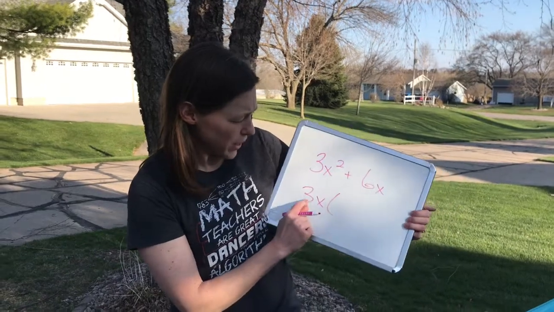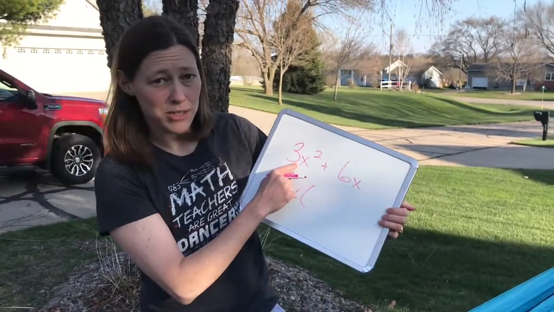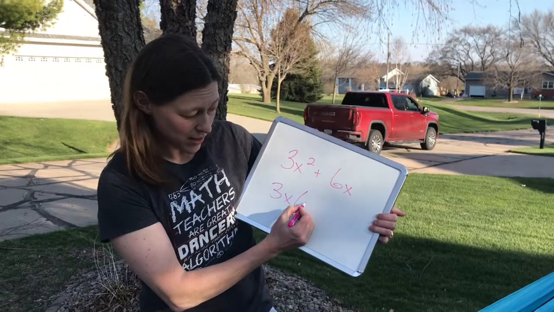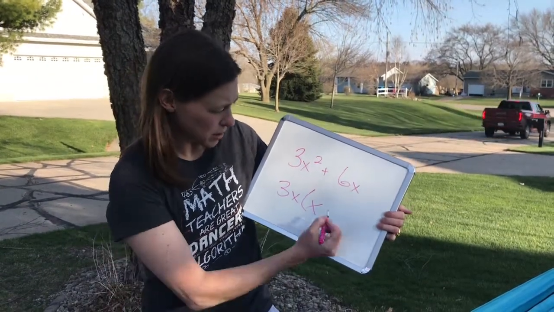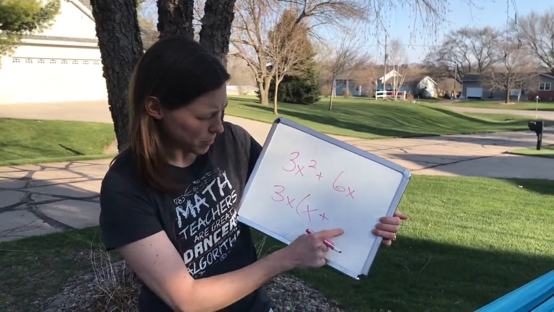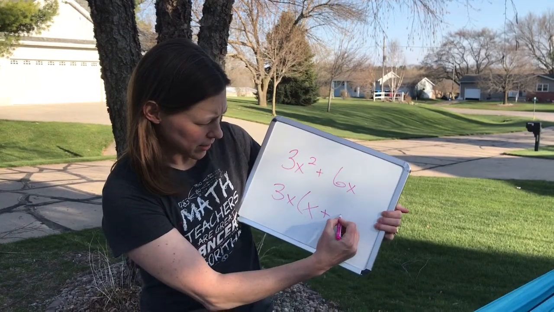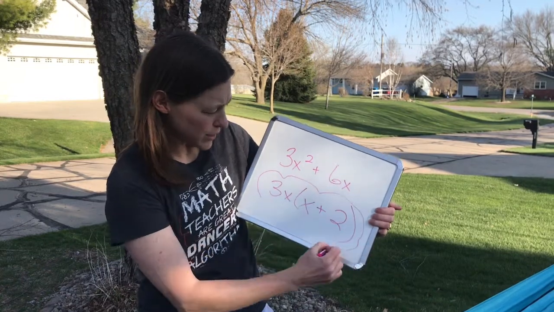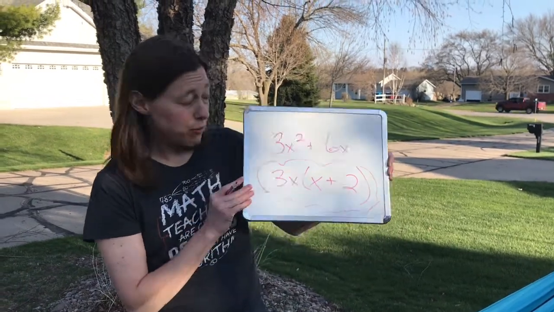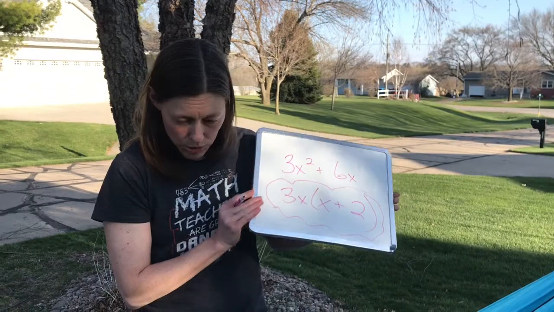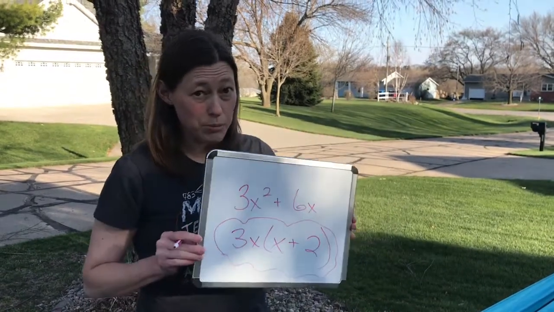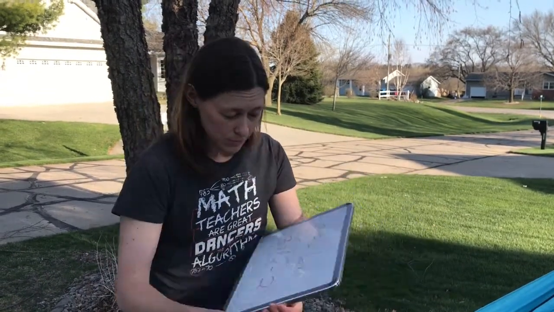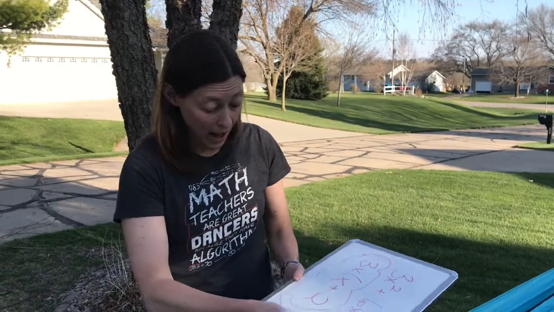Okay, so then we're going to go 3x times something equals 3x squared. And that something happens to be x. And then 3x times what is 6x? Two. Correct. So this was the very first thing that we learned about factoring. Before we start chapter 11, which is simplifying rational expressions, we have to make sure that we have reviewed factoring. So I'm feeling a little bit better already.